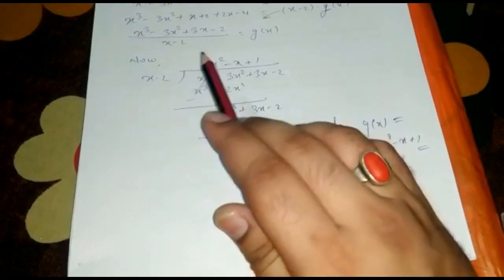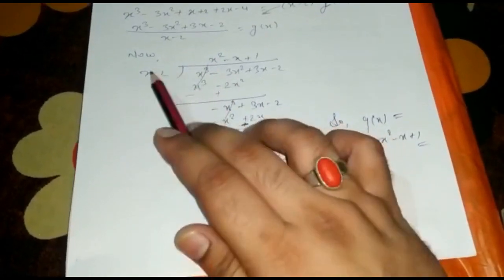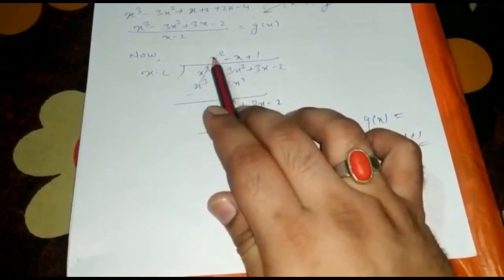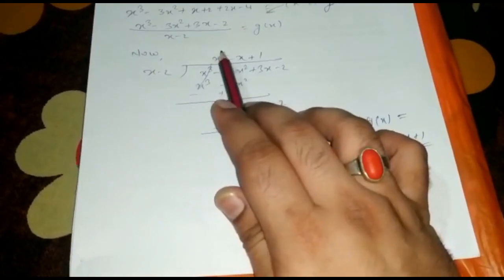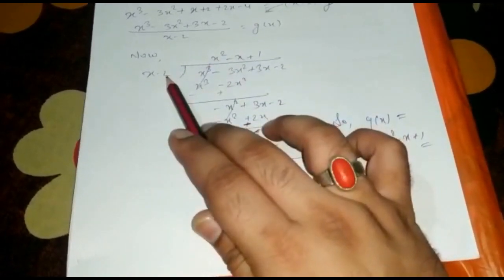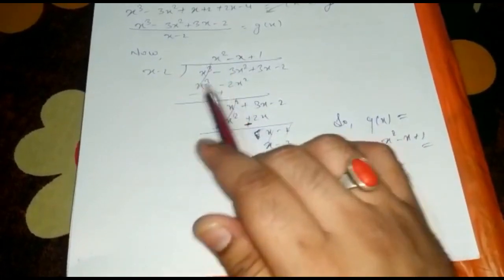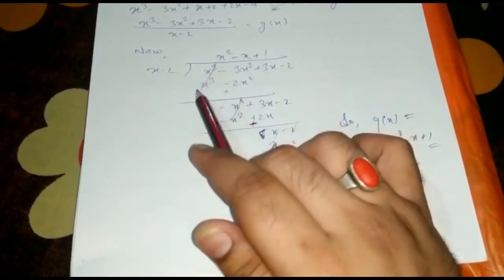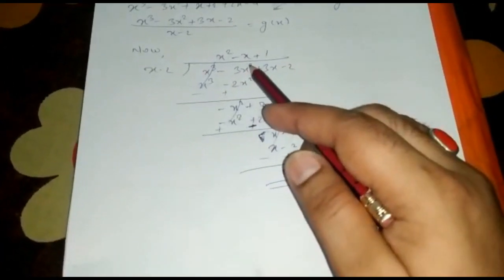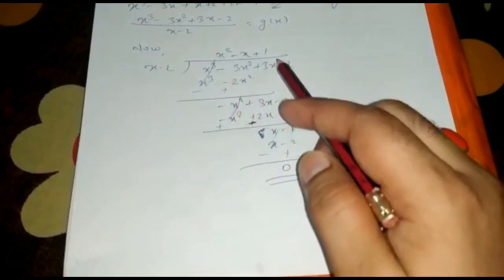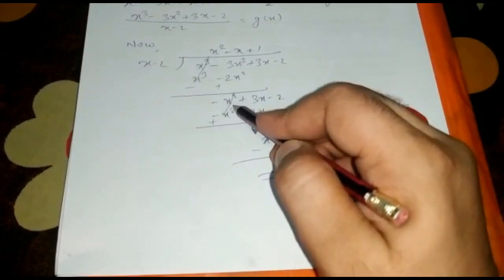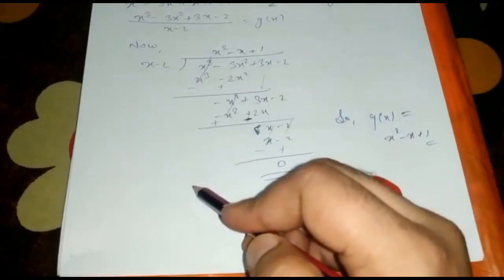When we divide x cube minus 3x square plus 3x minus 2 by x minus 2, first we have to multiply x minus 2 by what? To get x cube, we have to multiply it by x square. So x square into x will be x cube, and x square into minus 2 will be minus 2x square. When we change the sign, x cube minus x cube cancel, this will become positive. So minus 3 plus 2 becomes minus x square plus 3x minus 2.